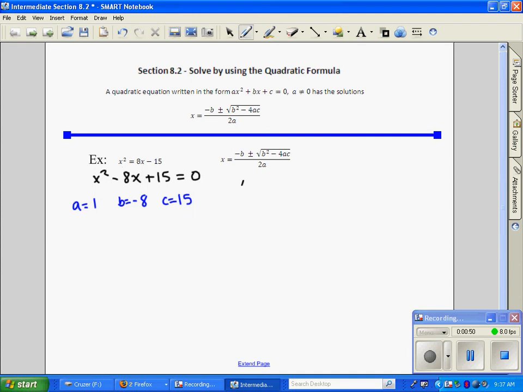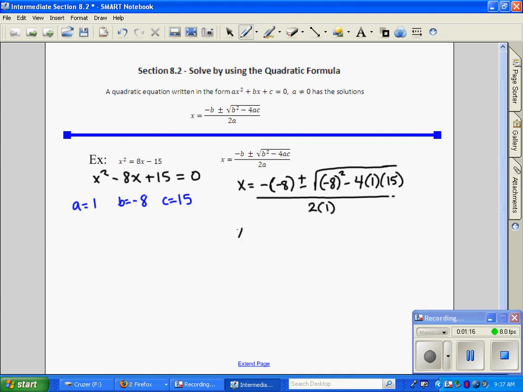Now we're going to plug it into our formula. x equals negative b plus or minus the square root of b squared minus. It's easy if you put parentheses every time you substitute in for one of the variables. That way you have less chance of error. So you have 4 times a times c, all divided by 2a. Okay, now we're going to use order of operations to simplify this.